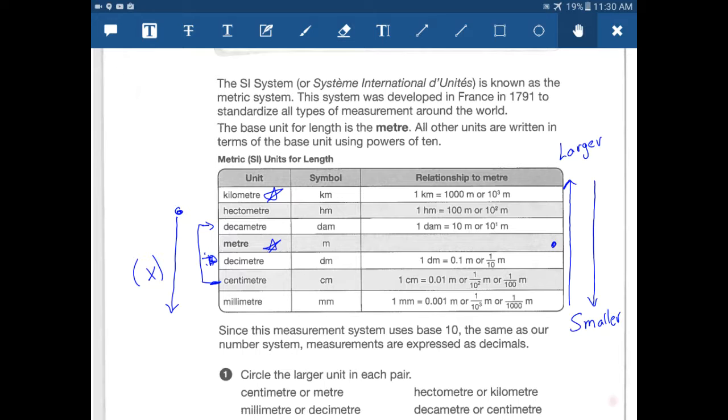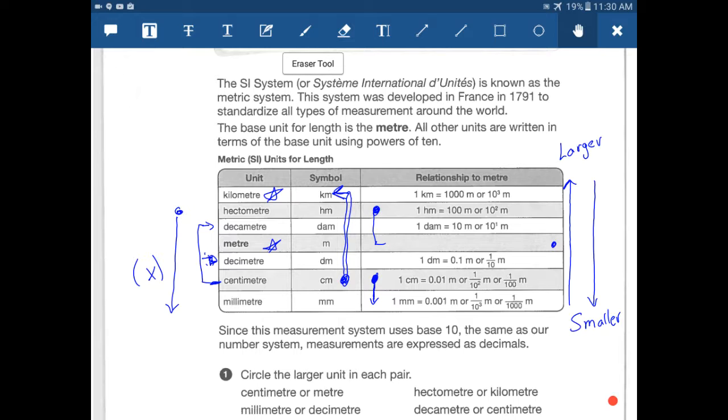So basically, everyone, if you're in a smaller unit and you want to go to a larger unit, you must divide. If you are in a bigger unit, even right here, let's say you're in centimeters, and you want to go to a smaller unit, what are you going to do? You see, that's how this works out. You have to multiply them, okay? So again, if you are in a smaller unit and you want to go to a bigger unit, you must divide. If you're in a bigger unit and you want to go here, you must multiply.